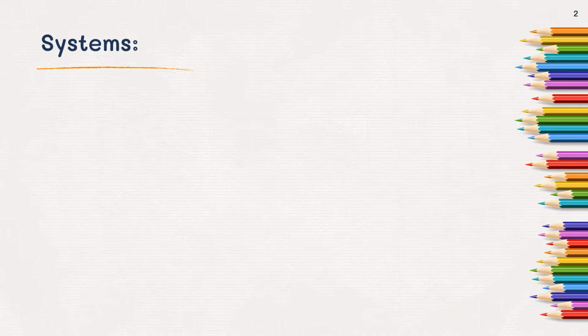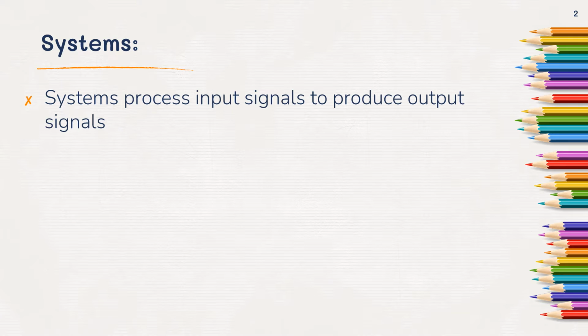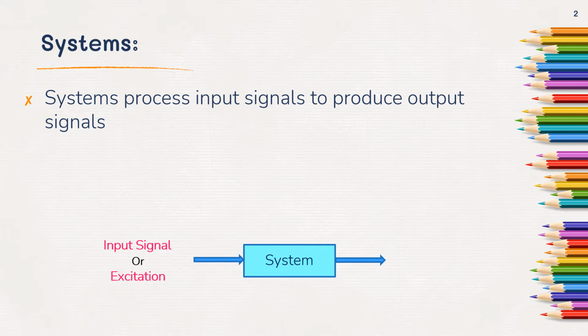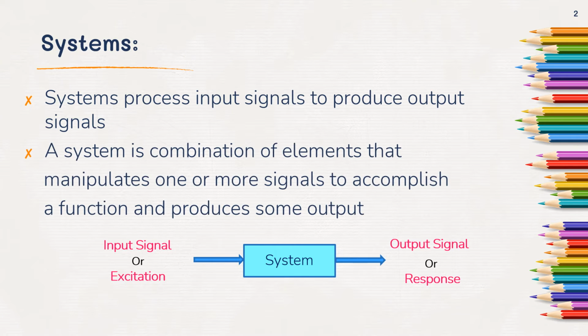Now let us see what is meant by a system. A system is one which accepts one or more input signals, does some operation on it to produce an output. Now look at the diagram. An input signal or excitation is given to the system, and what we get is the output signal or response. Now what does the system do? The system does one or more operations on the input signal so as to accomplish a function.